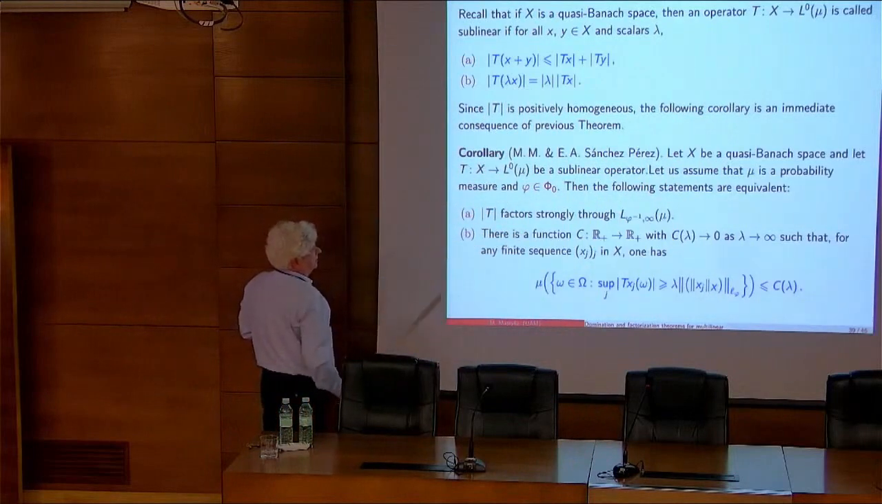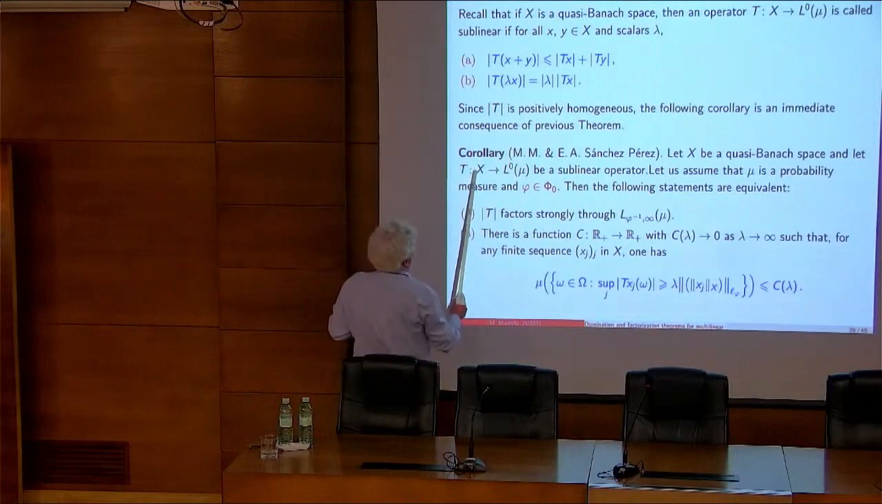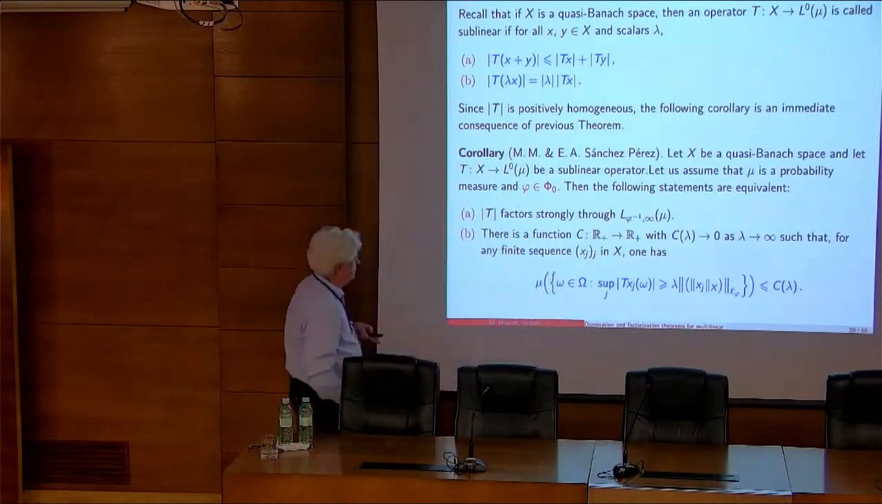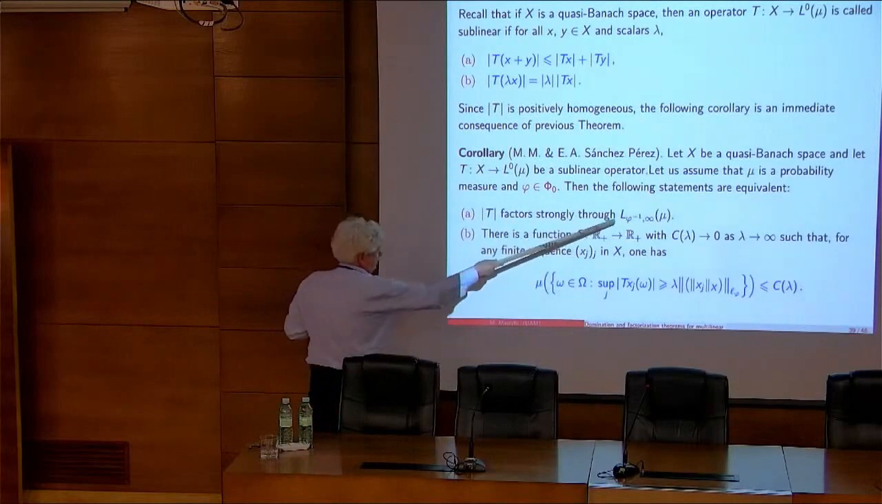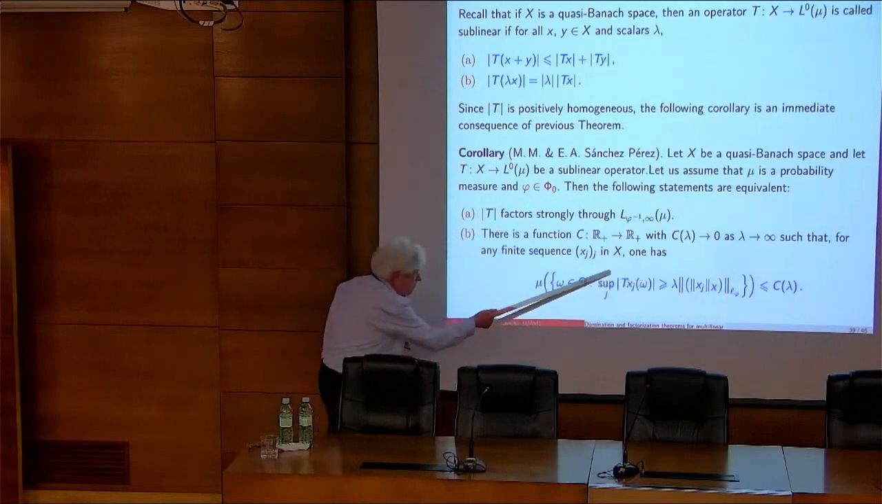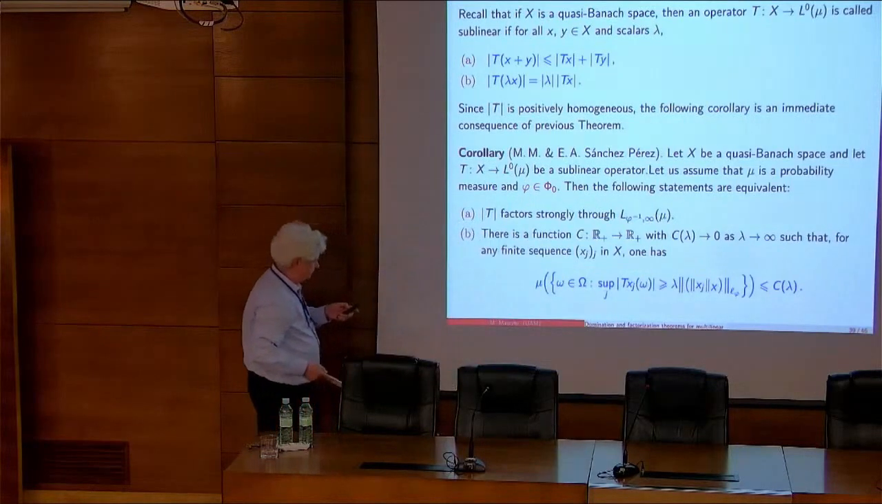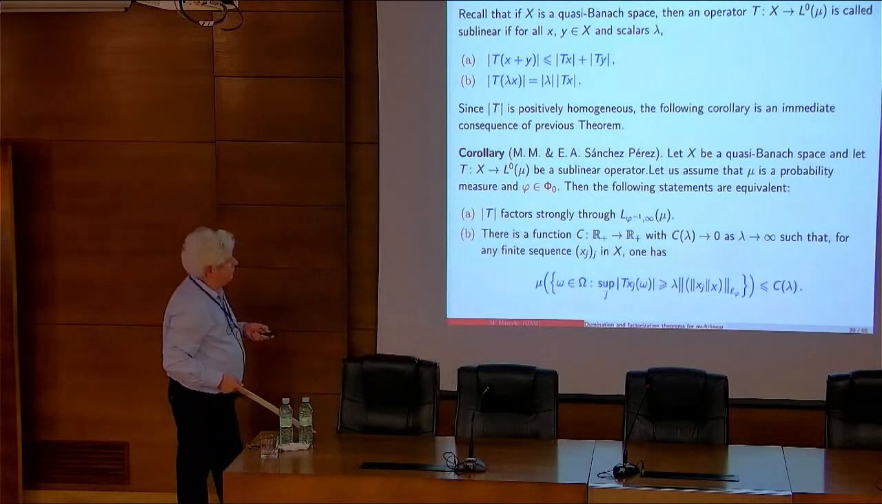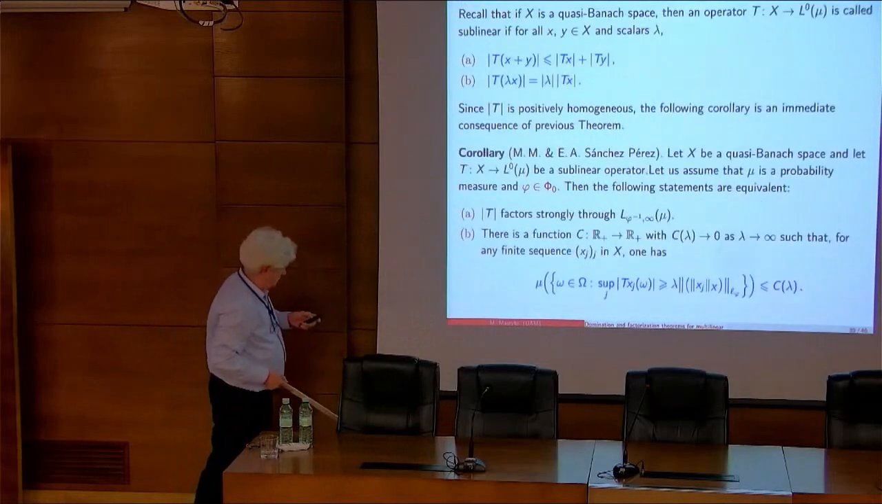If we have an operator which is sublinear in this sense from our quasi-Banach space, and phi is in phi 0, then the following conditions hold: this modulus strongly factors through the Marcinkiewicz space generated by the inverse of this function, and there is a function for which we have this estimation for the maximal operator, for the distribution. And the second one.